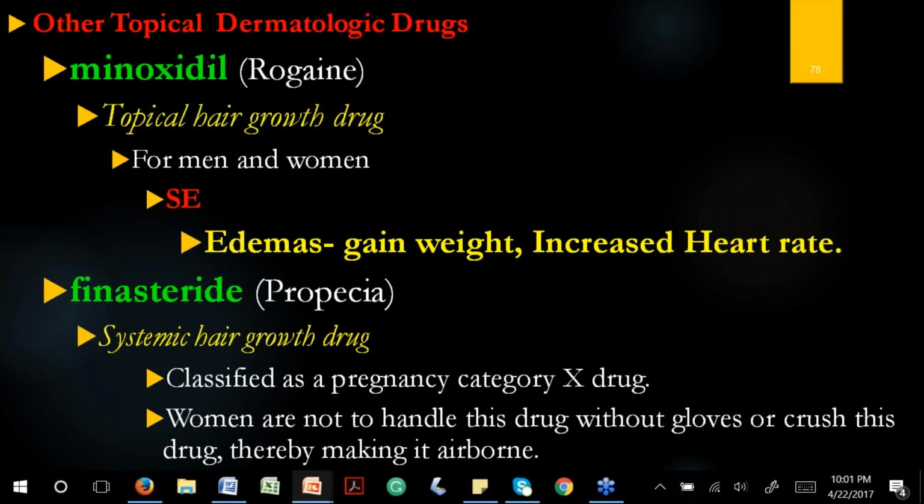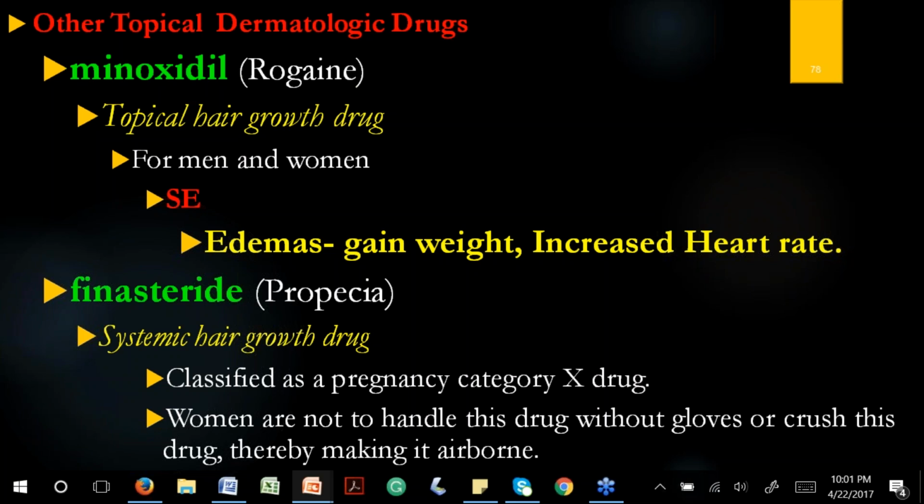Okay, so we have the minoxidil. The minoxidil, what I want you to remember, please, open eyes, open ears, is this is for hair growth, right? It can be used for male and female. And the side effect of minoxidil, Rogaine, is the edemas. So you're going to gain weight. What is your assessment for weight gain, right? So you need to check the weight every day. You cannot gain 2 pounds in 2 days. You cannot gain 5 pounds in 7 days. So those are your parameters to check if the patient is gaining weight.